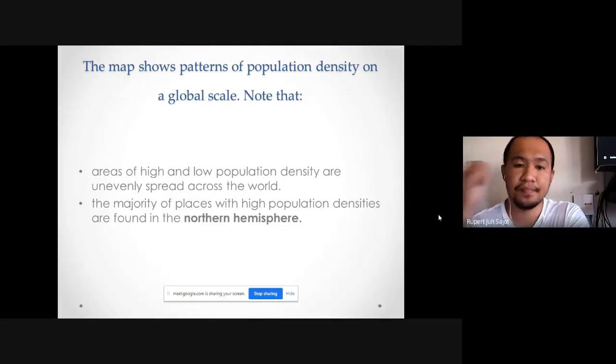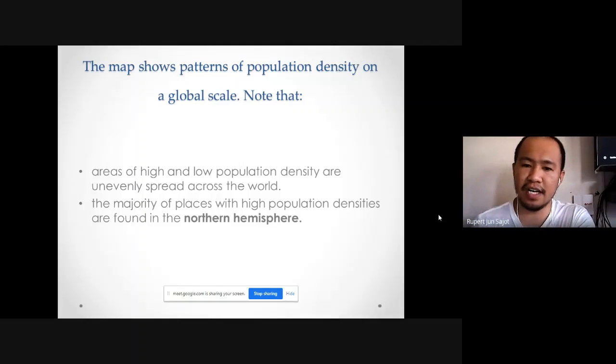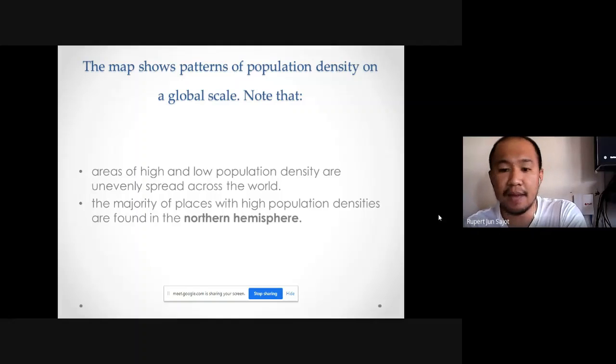All right, next. Now, the map shows patterns of population density on a global scale. Note that areas of high and low population density are unevenly spread across the world. That is correct. And again, you now have an idea why there is an uneven number of population in some areas, right? So you have information that there are quite a lot of reasons why not all areas or not all states are the same.